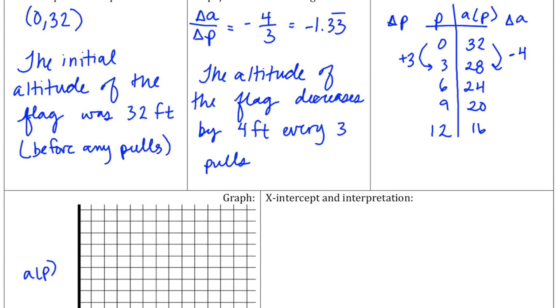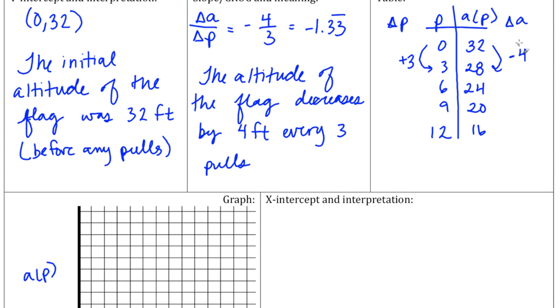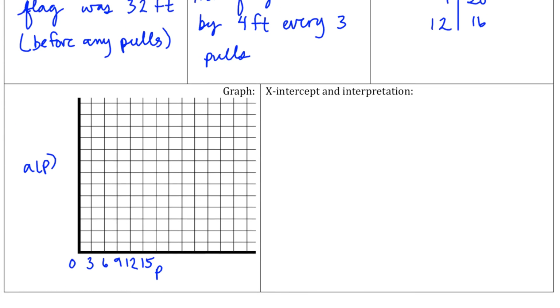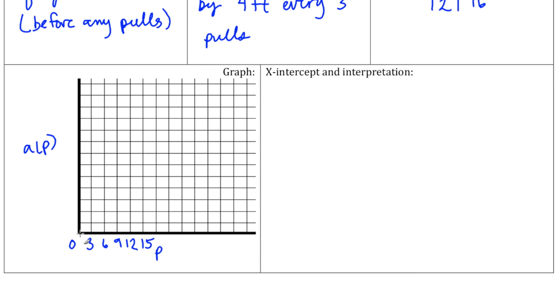And the altitude has to be all the way up at 32, but then it's going to decrease by 4. So since that's going to happen, I'm just going to count by 4. So 4, 8, 12, 16, 20, 24, 28, 32. So I'm going to start at 0, 32.